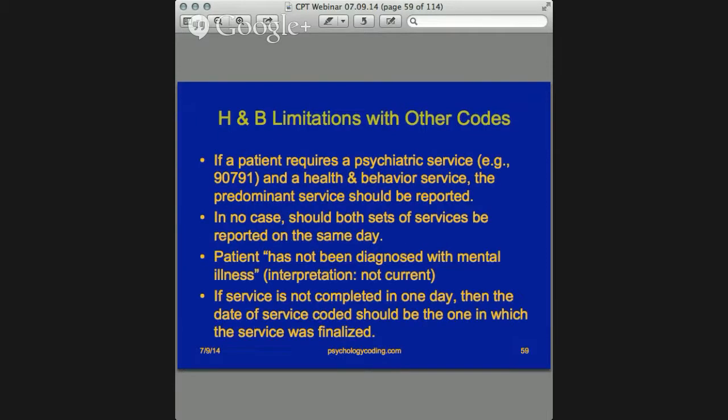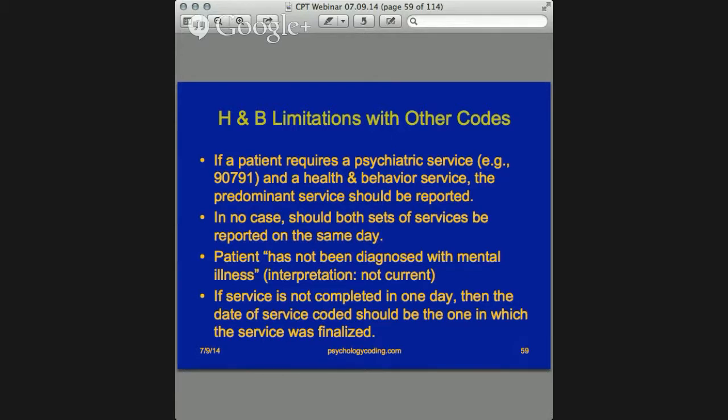Now, if the patient requires a psychiatric service, the predominant service should be reported. If you're starting to do a service and they start crying and you do psychotherapy, you obviously have to report psychotherapy. In no case should both sets of services be reported on the same day, especially by the same individual. So this is important to appreciate, that the individual can be diagnosed with a mental illness. However, that mental illness theoretically is not the primary issue in question.